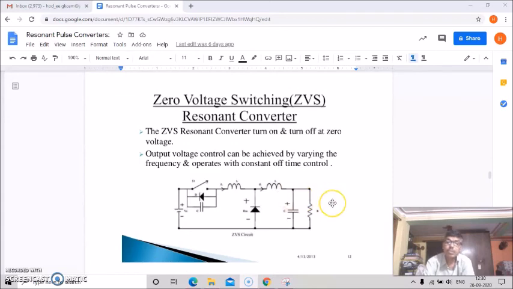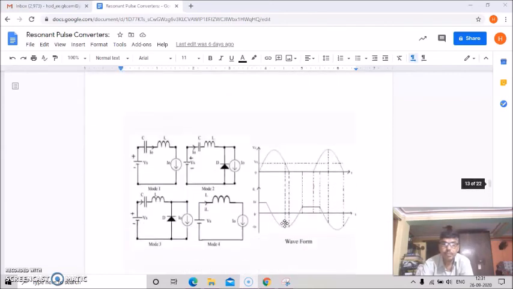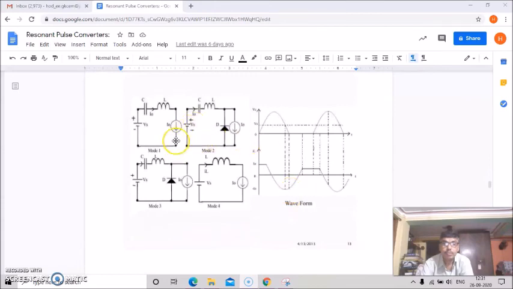Then we discussed zero voltage switching resonant converters. Basically, the turn on and turn off of this type of converter happen at zero voltage, and that's why it is called zero voltage switching resonant converter. Output voltage control can be achieved by varying the frequency, and it operates with a constant on-time control. And this is the ZVS circuit. These are the different modes of operation, mode 1, mode 2, mode 3, mode 4 of the ZVS circuit, and these are the waveforms.